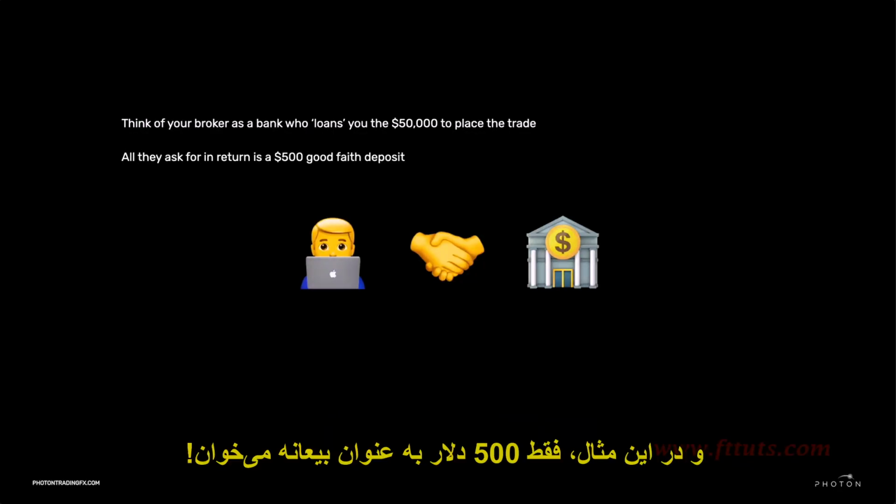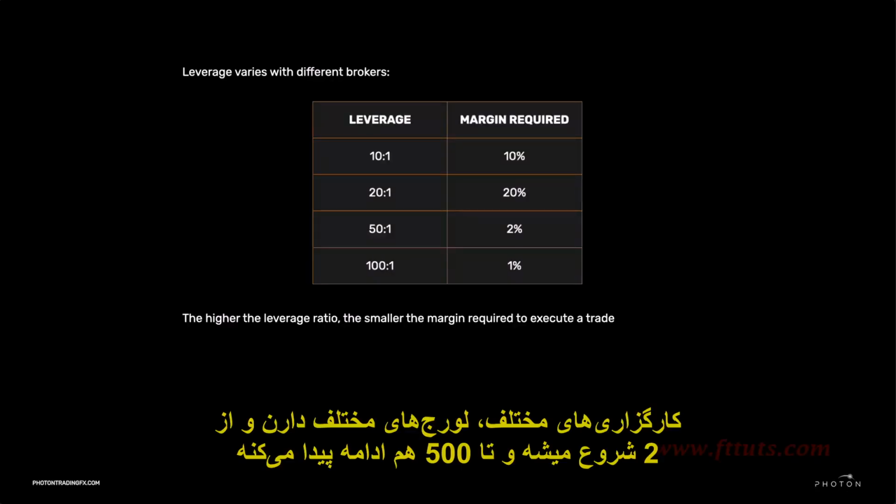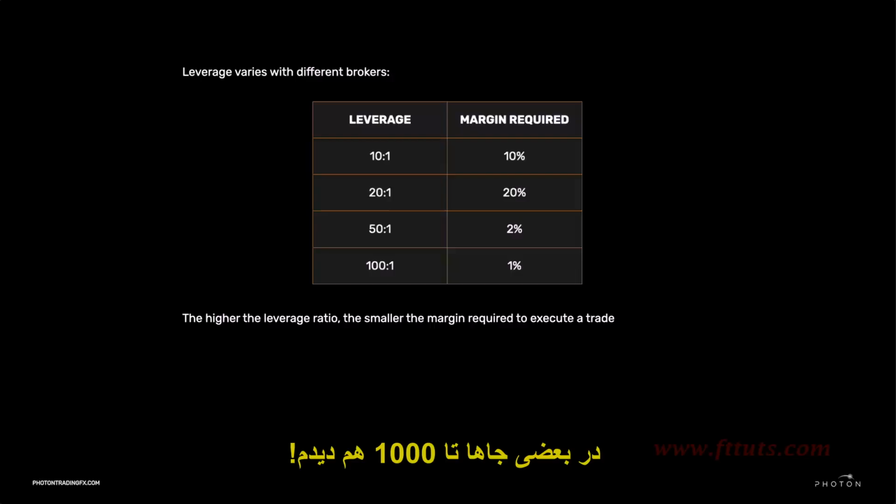And in this example, all they ask for in return is a $500 good faith deposit. And then upon closing the trade, that deposit is returned to you, plus or minus the profit or loss that you make on the trade. Now, leverage varies dramatically with different brokers, ranging anywhere from 2-to-1 all the way up to 500-to-1. In some cases, I've even seen 1,000-to-1.